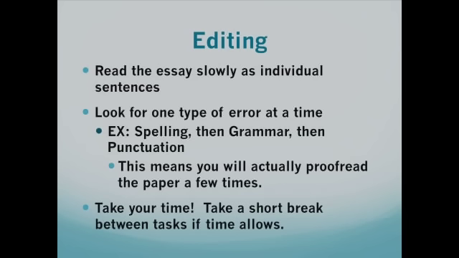So look at the essay and read it slowly as individual sentences if you have the time to do that. So just look sentence by sentence and say, okay, that one looks good, this one looks good, this one looks good. The other thing to do is look for one type of error at a time. And we talked about that earlier. I mean, you can look at spelling, then grammar, then punctuation, but it means you're going to have to proofread and edit the paper a few times. If you had more time, this is the way to do it.